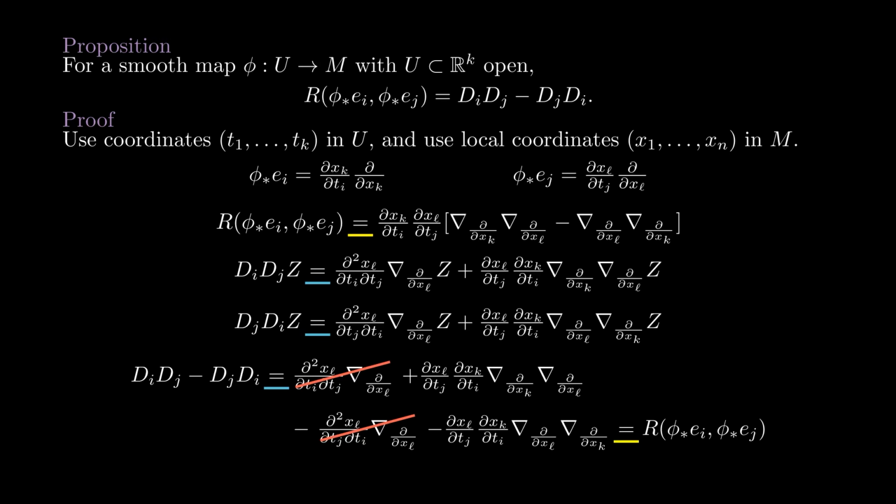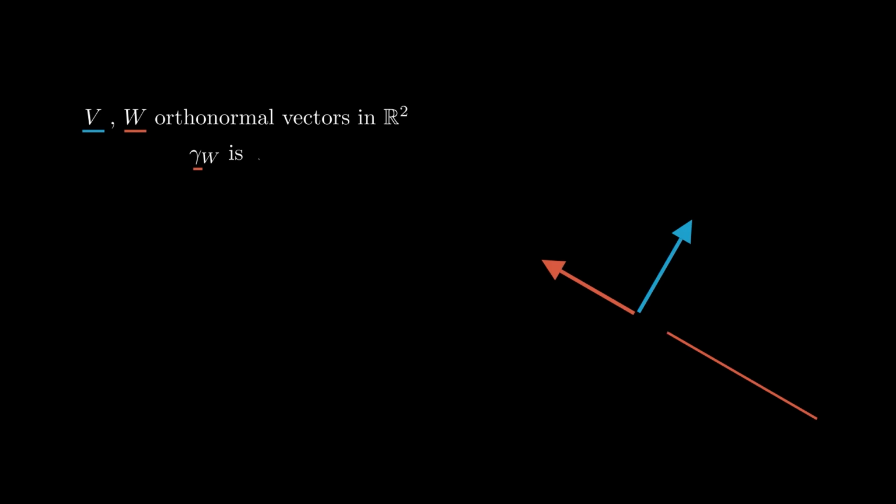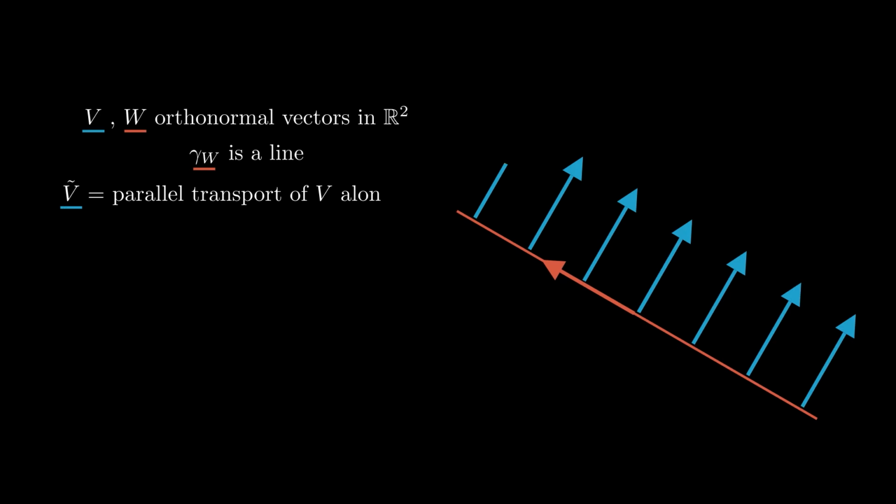Okay, those are enough computations for now. Let's do an experiment. We start in R2 and take two orthonormal vectors v and w. The geodesic gamma w is the line in the direction of w, and the parallel transport of v along gamma w is simply a family of copies of v along that line.